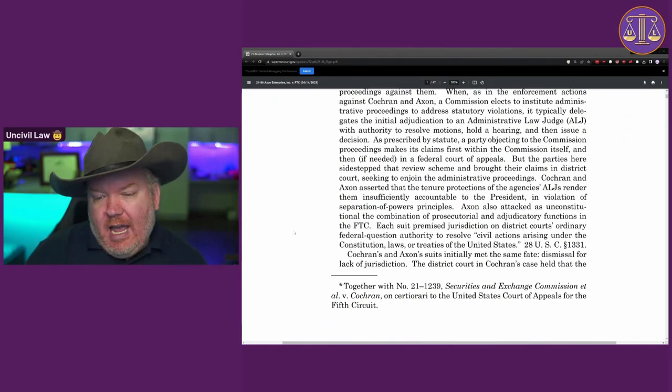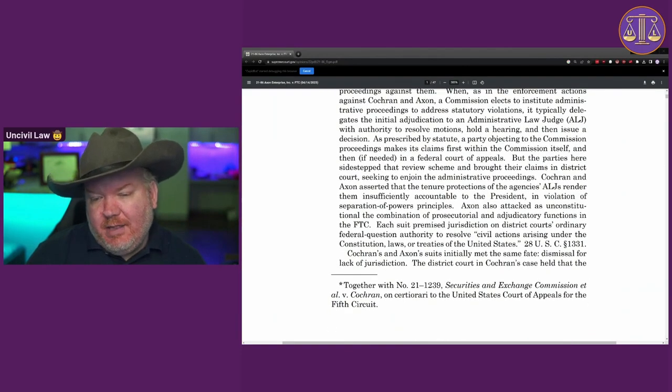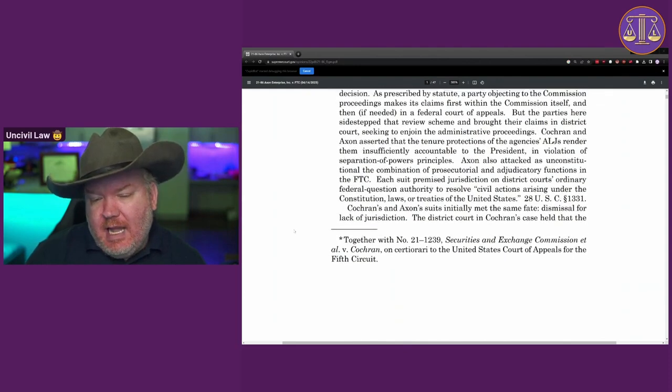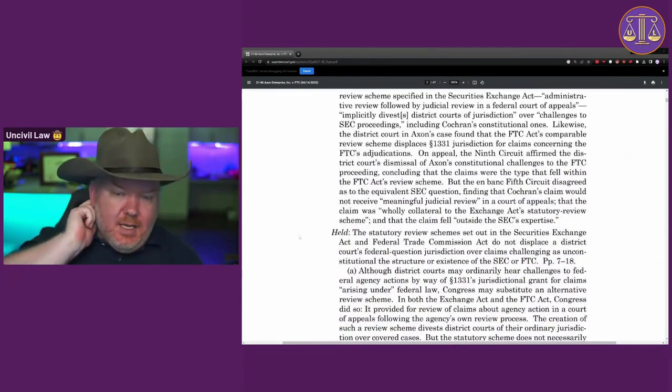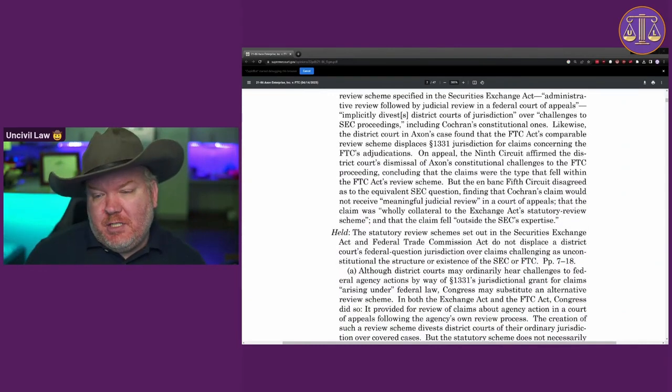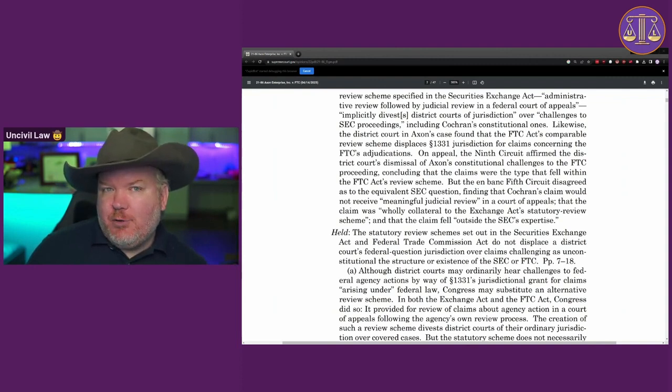So they file the suit, and then both cases get dismissed by the district court. The district court in Cochran's case held the review scheme specified by the SEC implicitly divests district courts of jurisdiction over challenges to the proceedings, which, you know, kind of makes sense. We discussed this a little bit, right? You need to follow the administrative procedures first. The Congress says go through the administrative procedures, so, you know, you're before the wrong body. Go talk to them, and then however it works out, you can go talk to me. But the federal court's like, we don't have jurisdiction right now. This is an administrative issue right now. And that included challenges to the constitutional procedures.